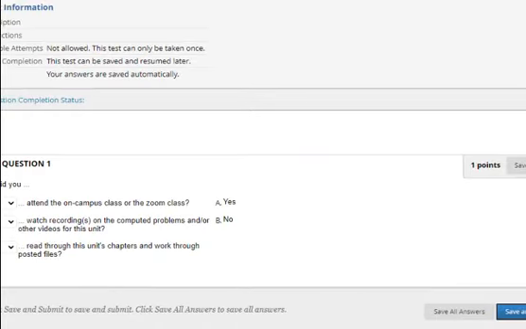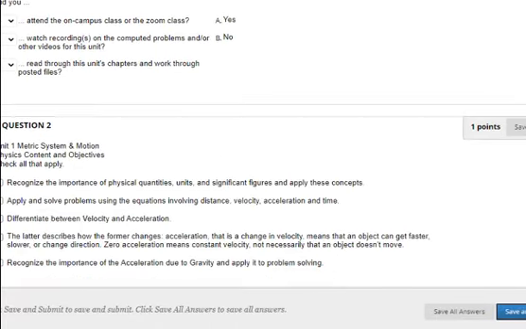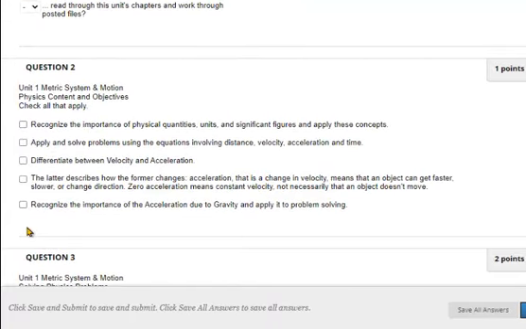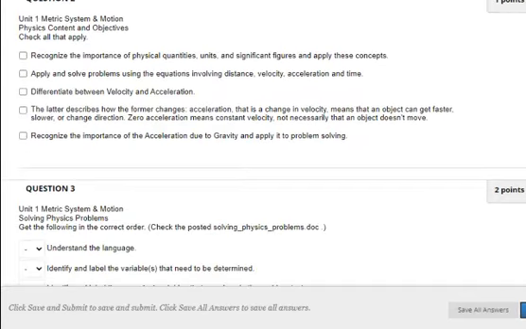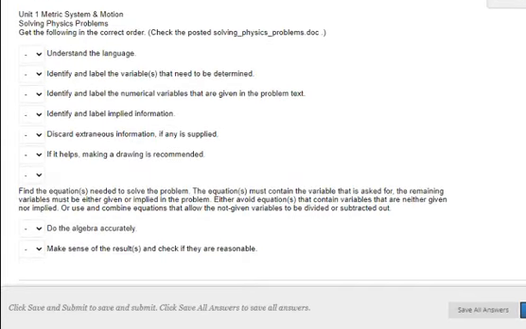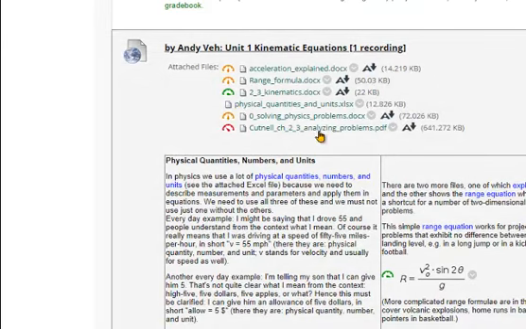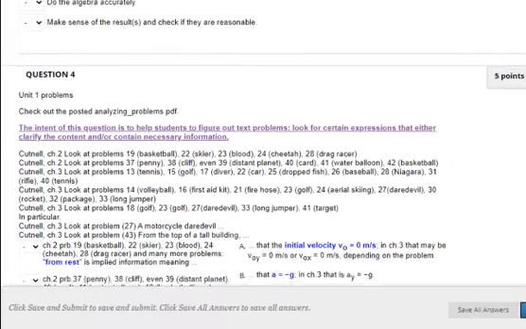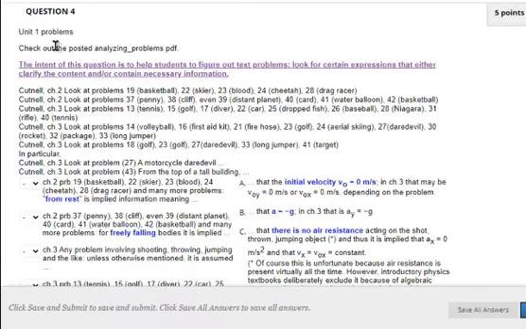First question, just say yes, yes, yes, that's fine with me. If you look at the content and objectives for Unit 1, metric system and motion, I think all of them apply. And then here's solving physics problems. This is one where it says check the posted solving physics problem doc. So I'm going to go over there and let's see, solving physics problems doc. There it is. You would have to look at that and then complete that question on the homework. Question 4 says check out the posted analyzing problems PDF.